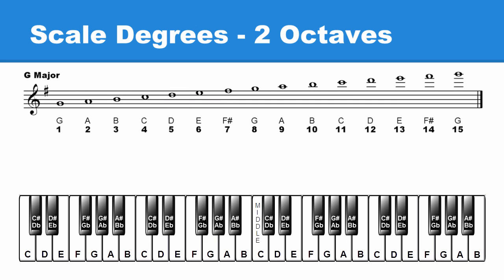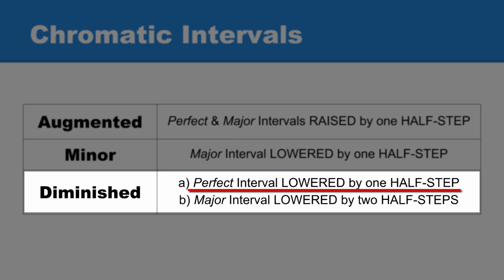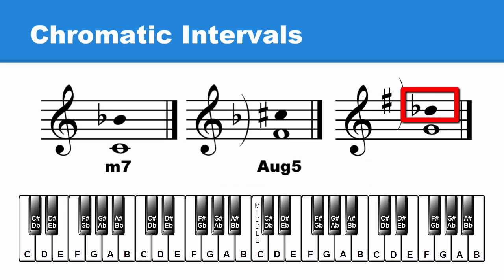A fifth is a perfect interval. This D has been lowered by 1/2 step to D flat. Any perfect interval lowered by 1/2 step is a diminished interval. D flat is a perfect interval lowered by 1/2 step. So the name of this interval is a diminished fifth. Let's look at some more chromatic intervals in the next lesson.